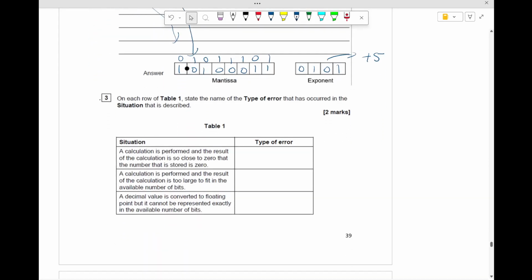Right, okay. So on each type of error: a calculation is performed and the result of the calculation is too close to zero that the number is stored as zero. That is underflow. The calculation is performed and the result of the calculation is too large to fit. That's overflow. And the decimal number is converted into floating point but cannot be represented exactly in the available number of bits. We're going to go for rounding on that one. Now in terms of the marks there, you're only going to get 2 marks for all 3 correct. So if you get 2 right, it's 1 mark.